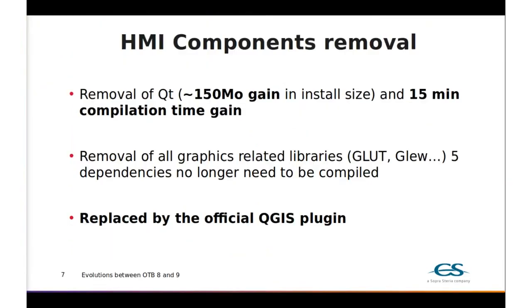With Qt, there was also all graphics related libraries. So we came from 17 to 20 to 12 dependencies to compile, which is a big gain also. And we decided that all the GUI of OTB will be handled by this QGIS plugin.